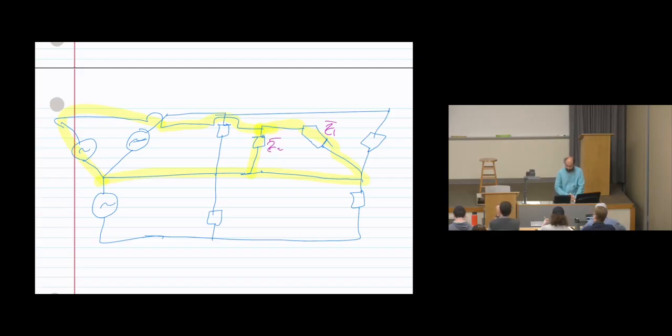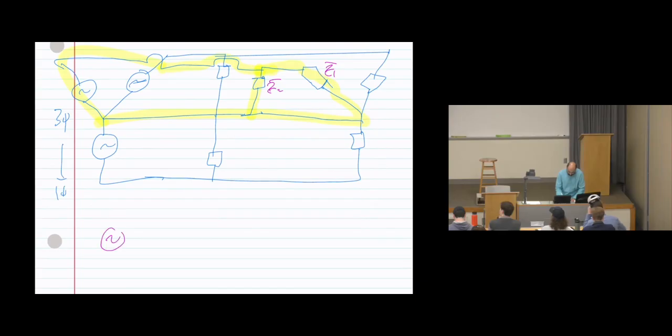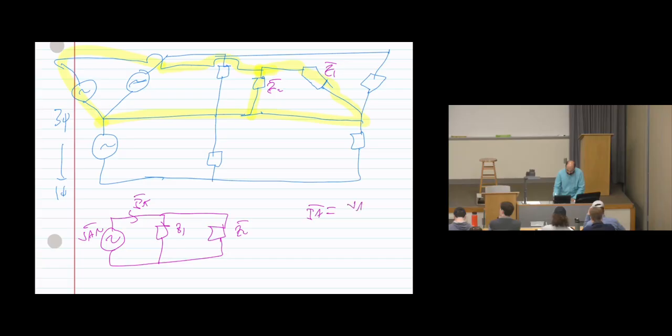Okay? So when you convert three phase to single phase, keep in mind that this will be in parallel. So here's a source. This is Z1. This is Z2. Then we need to calculate IA. This is VAN. Again, IA will be VAN over Z equivalent. What's Z equivalent? Z1 parallel with Z2.